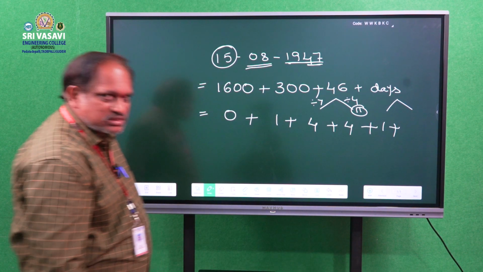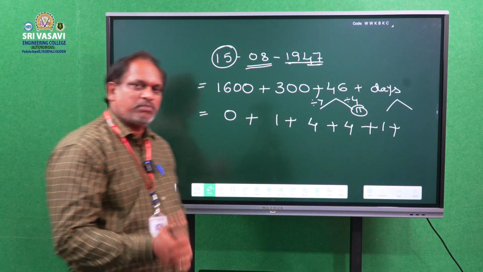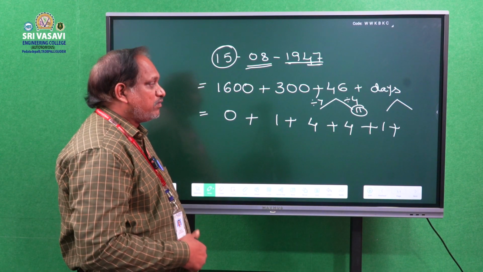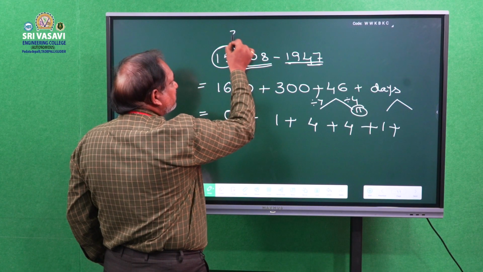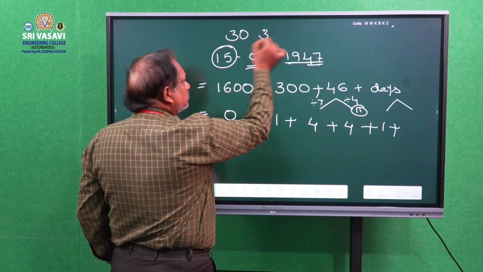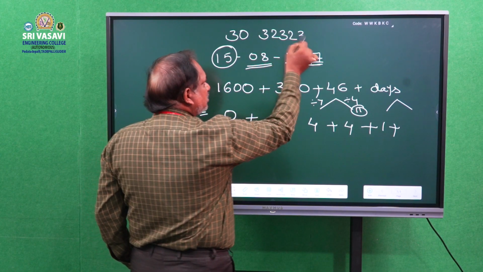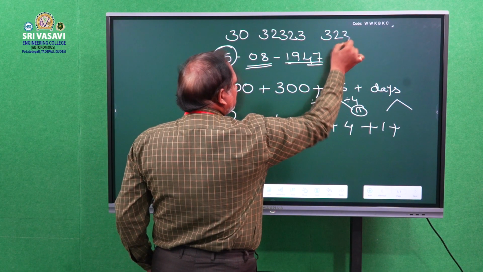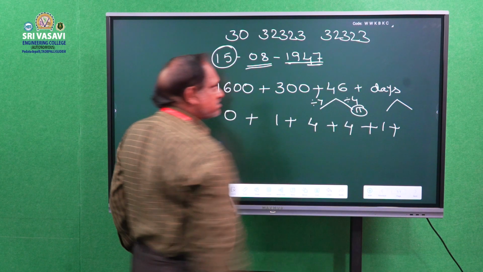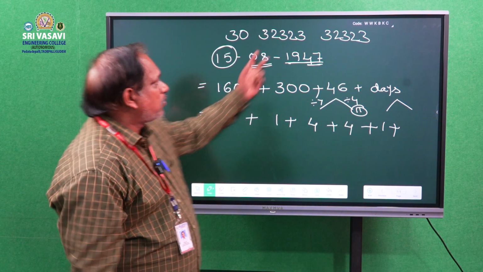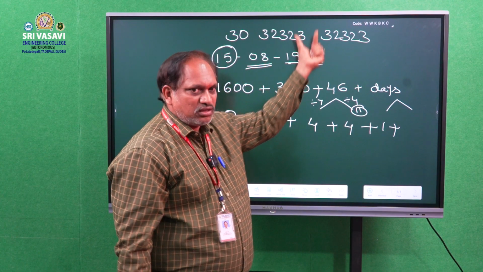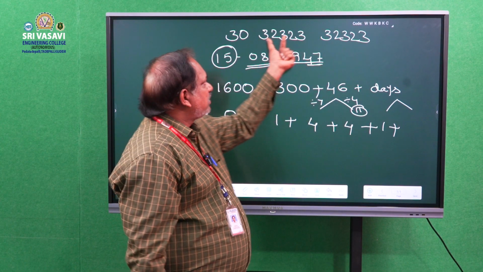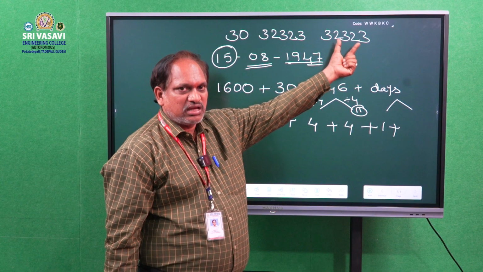For this month's calculation purpose, January, February, March and so on, there are 12 months. For easy identification purpose, I defined a number: 3032323, 32323. So this is easy identification. This is the code language for all the 12 months: 3032323, 32323. So for every month, the number of odd days is defined here.